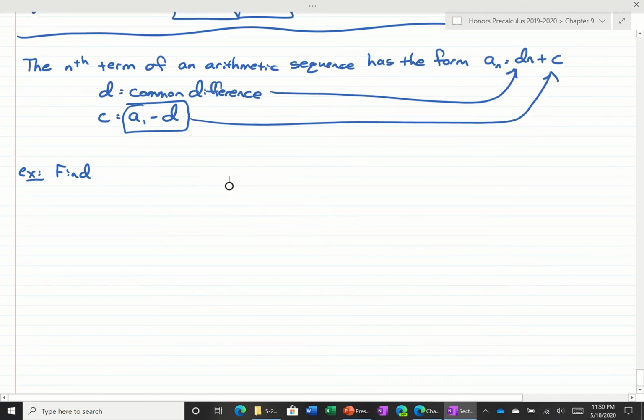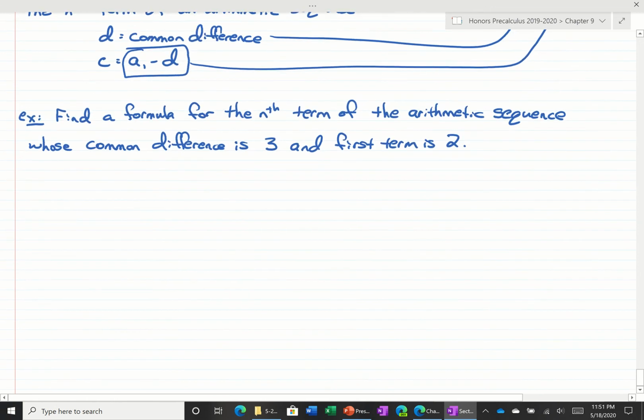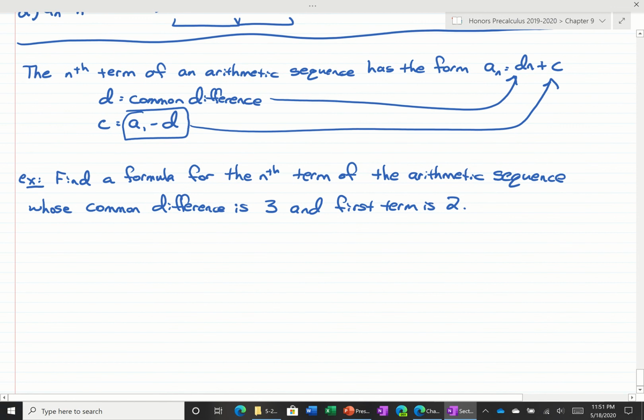All right, so we're going to find a formula for the nth term of the arithmetic sequence whose common difference is 3 and the first term is 2. Okay.